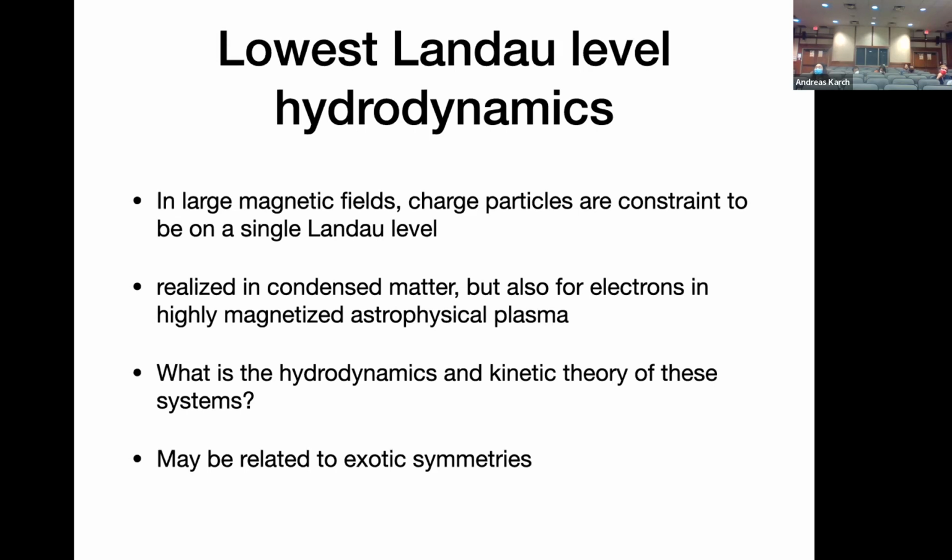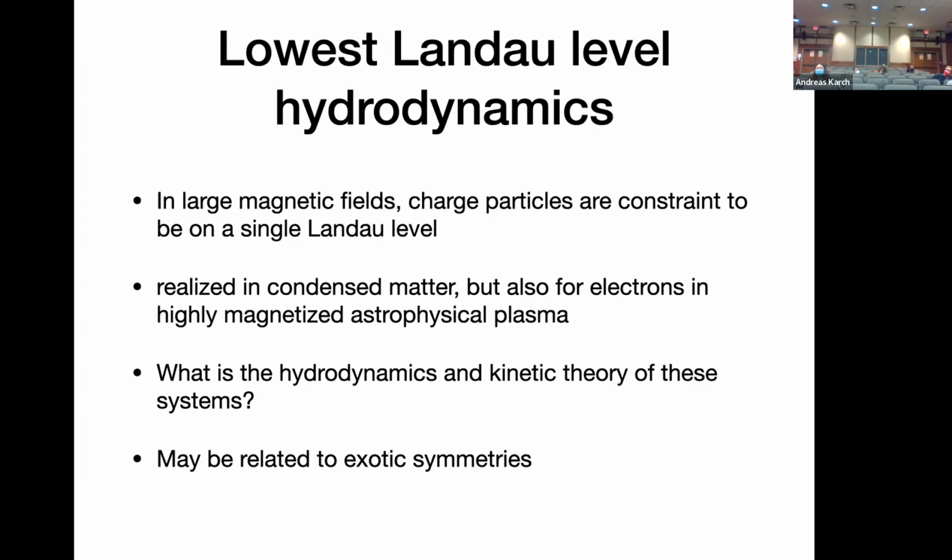For example, if you look at the typical scale of magnetic field in astrophysical plasma, then in many cases the electrons there should be in a single Landau level. And so one can ask, what is the hydrodynamics and kinetic theory of this system? Do we understand how to write down hydrodynamics of particles that are constrained to move on a single Landau level?